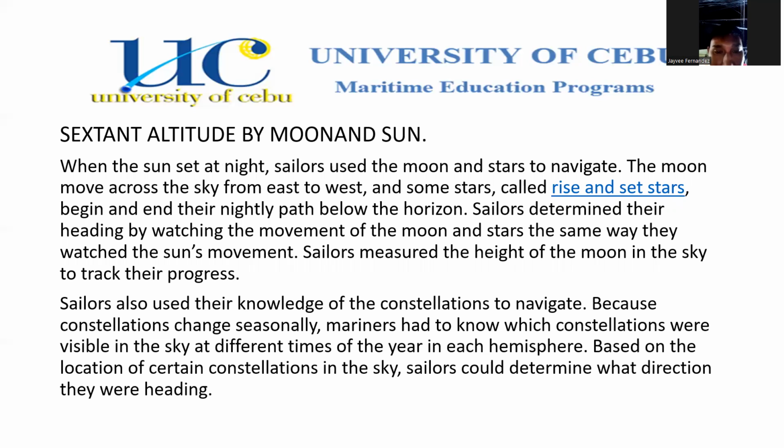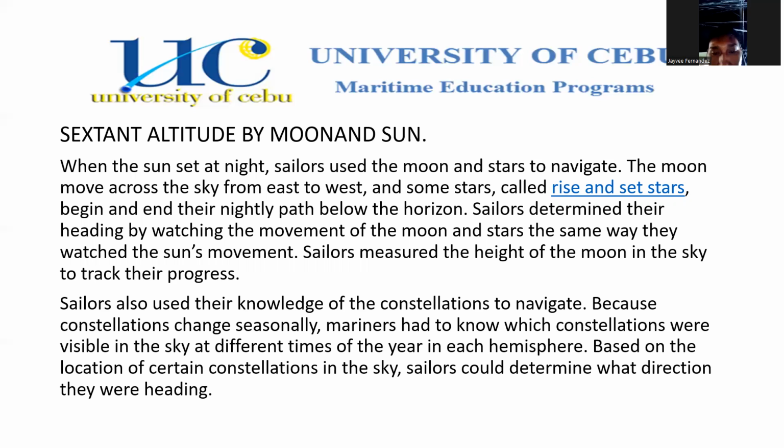Sextant altitude by moon and sun. When the sun set at night, sailors used the moon and stars to navigate. The moon moved across the sky from east to west, and some stars, called rise and set stars, begin and end their nightly path below the horizon. Sailors determined their heading by watching the movement of the moon and stars the same way they watched the sun's movement.